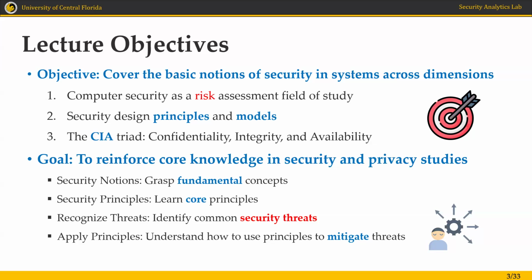So the goal is to reinforce core knowledge in security and privacy studies. We'll talk about grasping the fundamental concepts, learning the core principles, and recognizing threats, such that we can identify or agree upon common threats, and then understand how to use the principles to mitigate these threats or prevent them from happening.